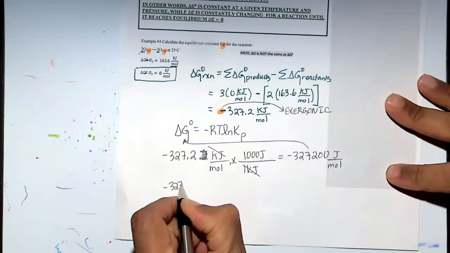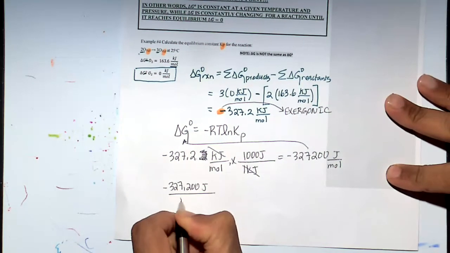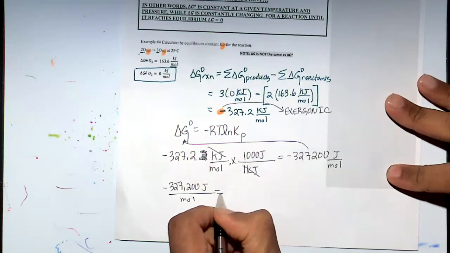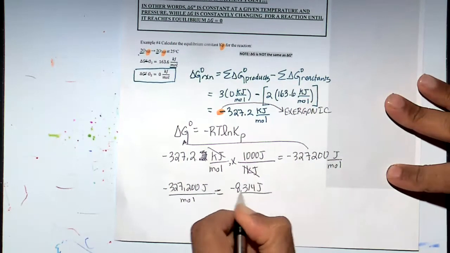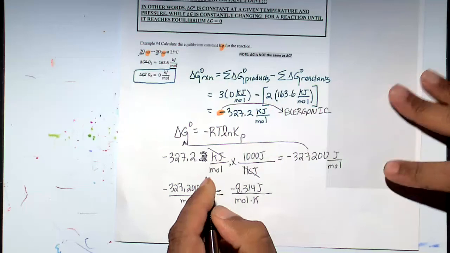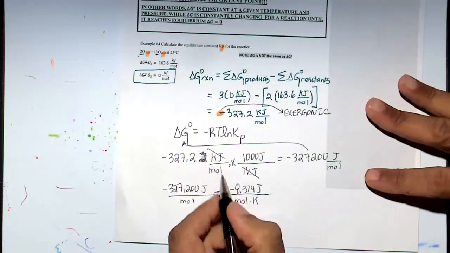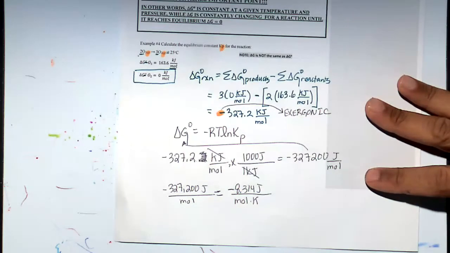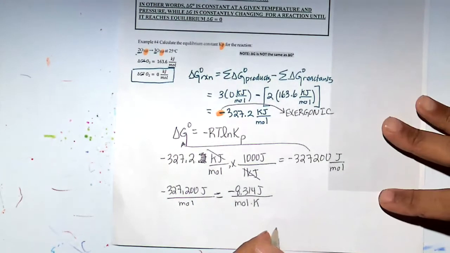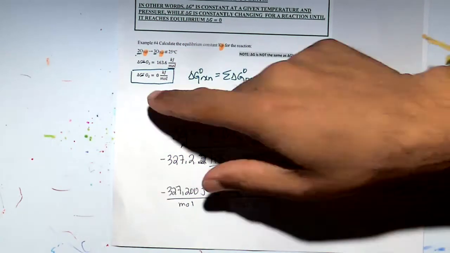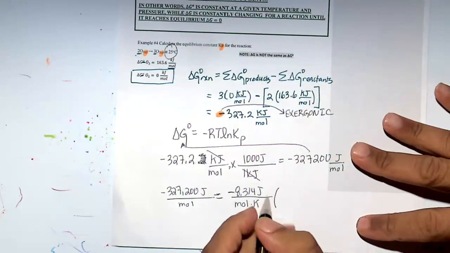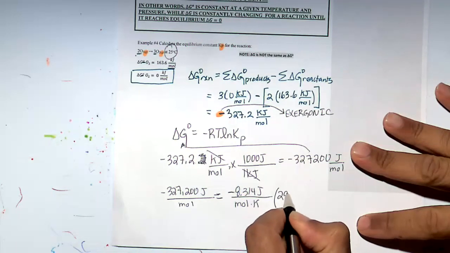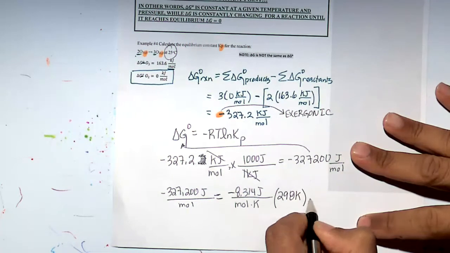Minus 327,200 joules over mole equals minus R. Minus R is minus 8.314 joules over mole Kelvin. I'll give you R on the exam, so don't memorize it. Minus R times T. What is T here? Okay, it's standard state, so what is the temperature at standard state? They even tell you it's 25 degrees. Correct, right? So it's going to be 298 Kelvin. Natural log of Kp.